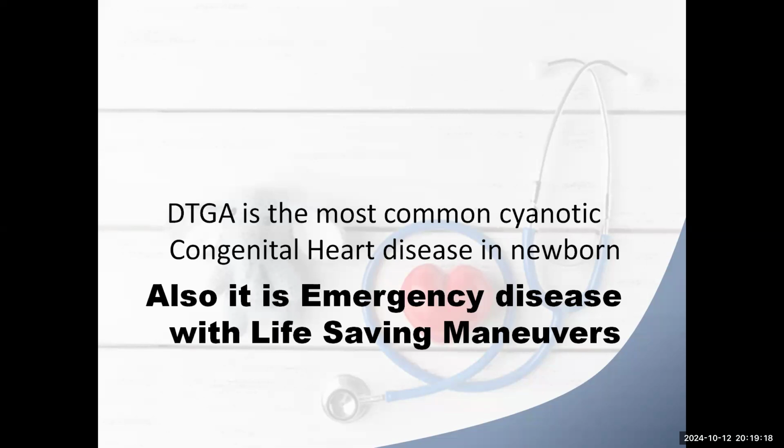If we say what's the most common congenital heart disease among all congenital heart diseases, it is bicuspid aortic valve. So do all of us need to know bicuspid aortic valve? No, because it's not critical, it's not an emergency. But TGA is common and it is critical. So it is a very important topic.